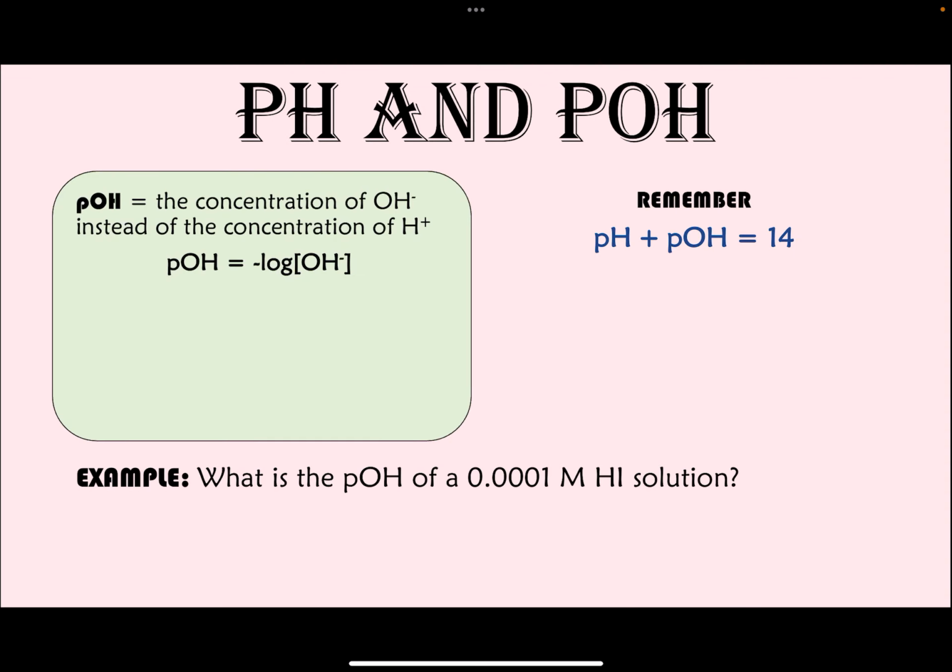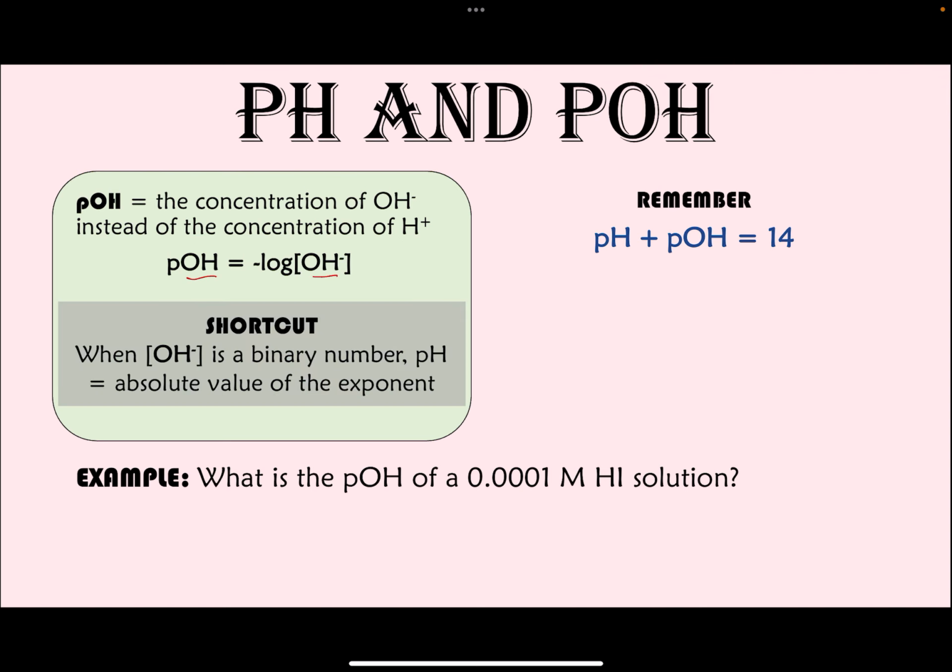So let's do some math for the pH and pOH. So pOH is going to be the concentration of hydroxide instead of hydronium. So we just take the equation for pH and substitute OH instead of hydrogen. So the shortcut here is that, once again, if your hydroxide ion concentration is a power of ten, then the pOH is going to be the absolute value of the exponent. And one quick thing to remember is that your overall pH scale is 14. So the pH and pOH are going to add up to 14.